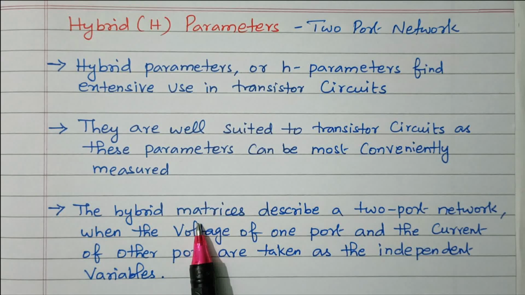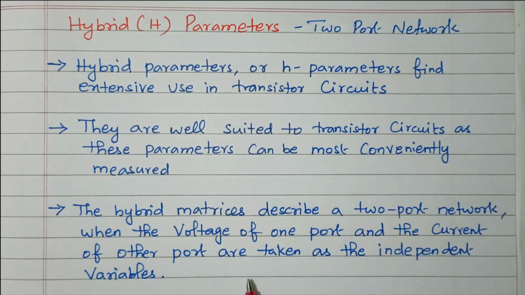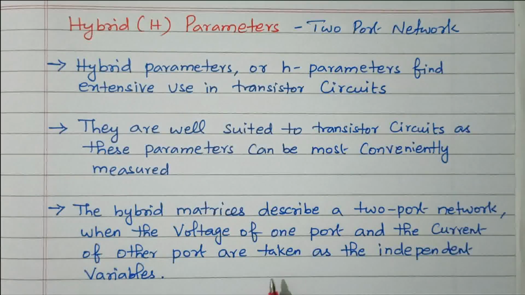The hybrid matrices describe a two-port network when the voltage of one port and the current of the other port are taken as independent variables. Normally in the two-port network we have Z parameters and Y parameters, that is, impedance and admittance parameters available. In that, current and voltage of the input port are expressed in terms of current and voltage of the output port. Normally we will use it like this: input port as dependent variable, output port as independent variable.